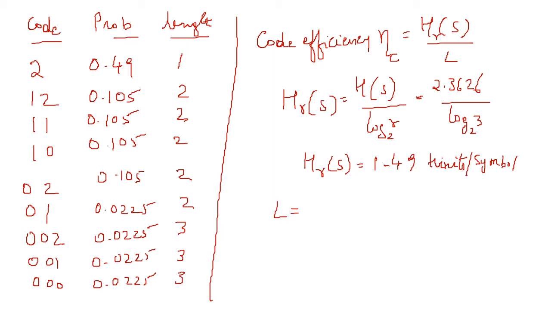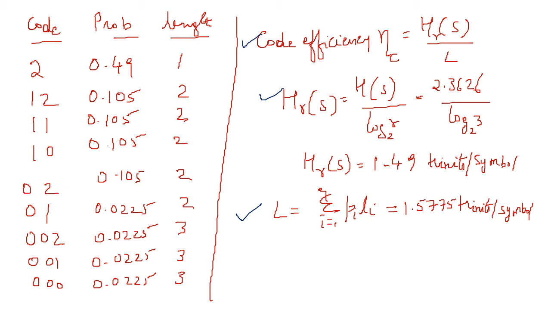Next, L is given by the formula summation i equal to 1 to 9 of p i into l i. Substituting the respective probabilities and lengths, we get L is equal to 1.5775 trinits per symbol. Now we have the value of L and the value of H r of S, which we substitute in the code efficiency formula. So eta C will be equal to 94.45%. So this will be the efficiency for the Shannon Fano ternary code.